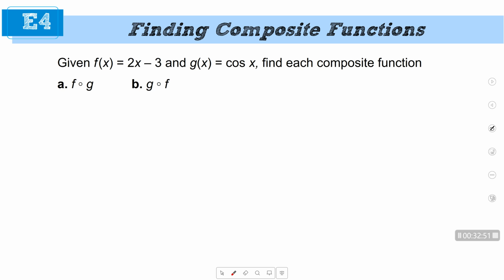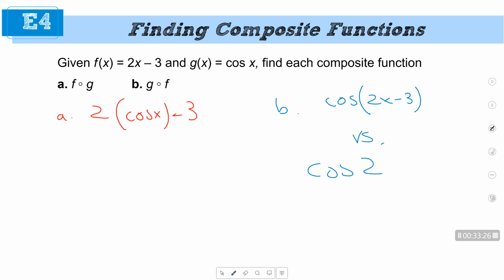What's the difference between A and B? Which one goes into which? Okay, so part A would be 2 times cosine of x minus 3. Yes? Good. Second one, put f into g. Cosine of 2x minus 3. Be careful with parentheses. This versus, okay, that's a completely different animal. When in doubt, slap some parentheses around it.